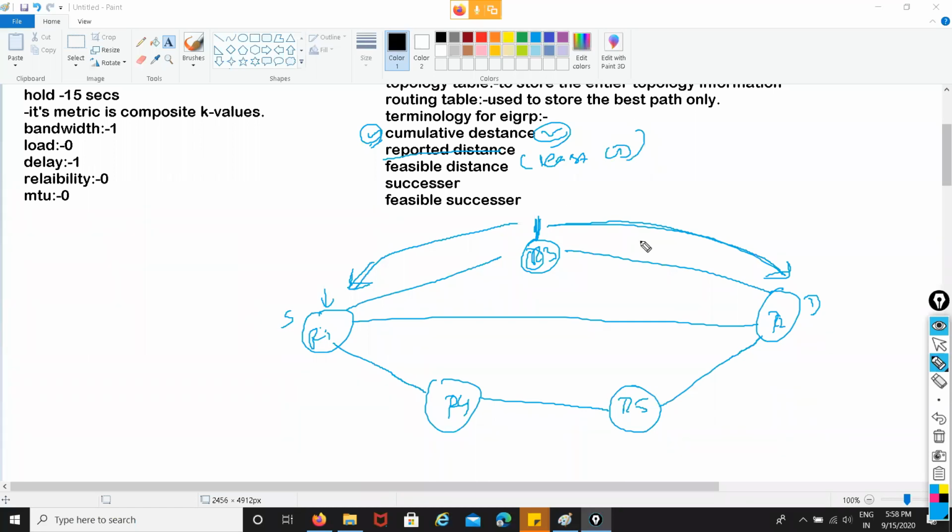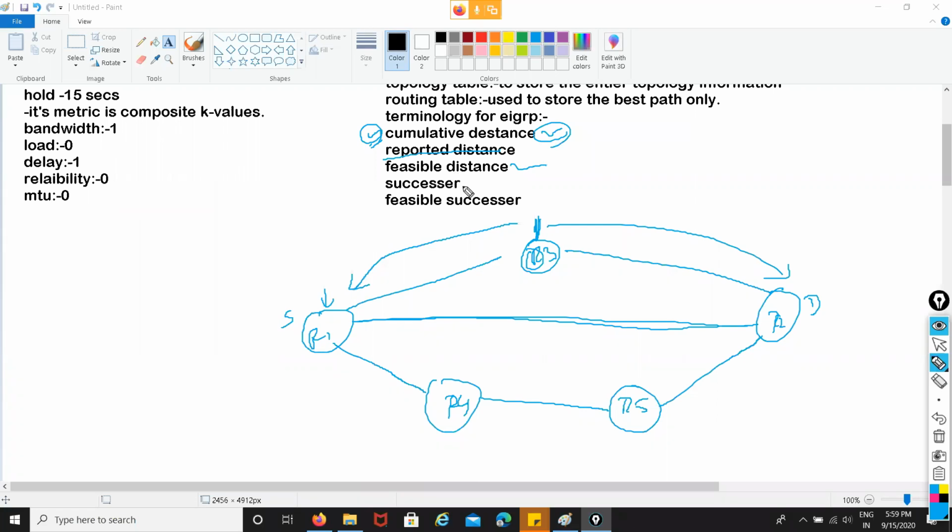Like you can see, if I choose the path, this is the direct cable connected with R2, and this is the most convenient path to share information from R1 to R2. So that particular path is the best path to reach R2 from R1. So that particular path is stored in the feasible distance, which means the best path, or you can also say it is the least CD.